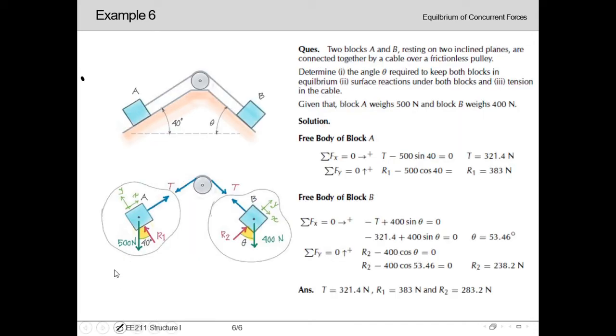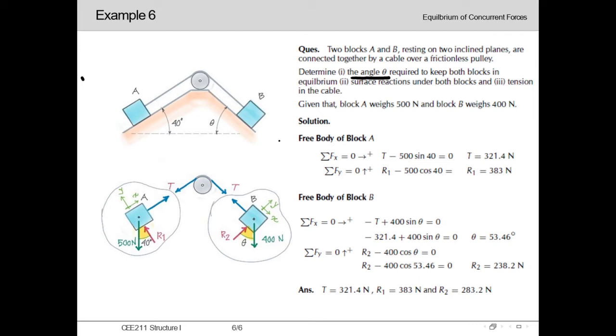Now here is our example 6, which is almost same, but in this case there are two bodies. We can see over here body A and body B, two blocks actually. So two blocks have been resting on two inclined planes. The angle is given for one plane, for the other plane it has been denoted with theta. We need to determine the angle theta as our first question.